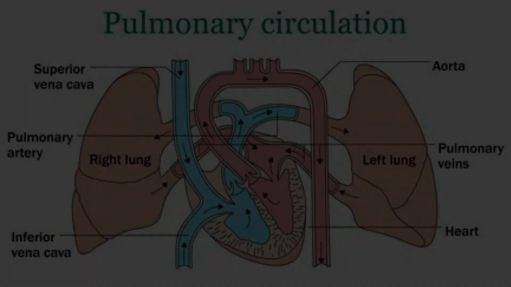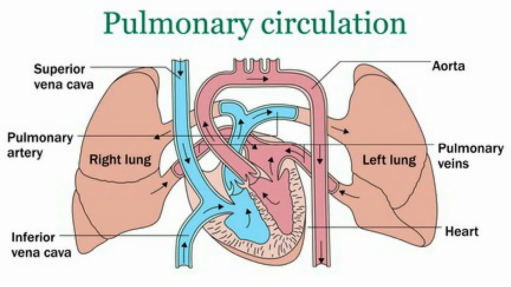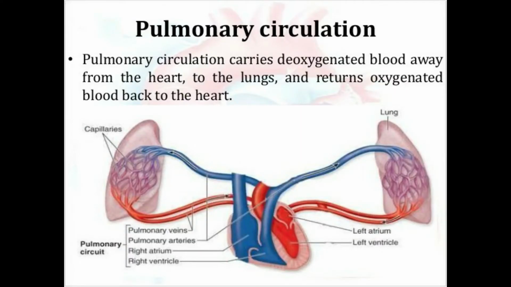The pulmonary circulation is the portion of the circulatory system which carries deoxygenated blood away from the right ventricle to the lungs and returns oxygenated blood to the left atrium and ventricle of the heart. The term pulmonary circulation is readily paired and contrasted with the systemic circulation.